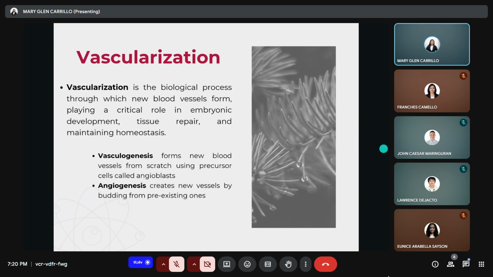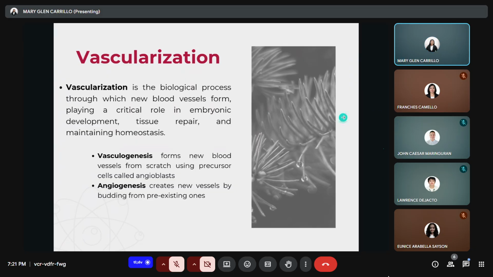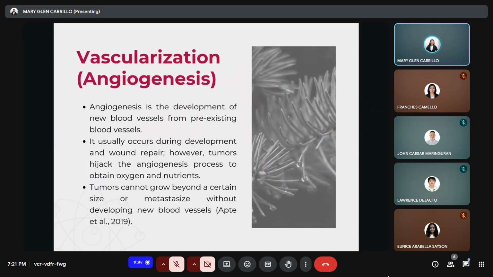There are two main ways blood vessels are formed. First is vasculogenesis. Next is angiogenesis. Vasculogenesis forms new blood vessels from scratch using precursor cells called angioblasts. And angiogenesis creates new vessels by budding from pre-existing ones. So today, we will be focusing more on angiogenesis since it's more connected to cancer. Angiogenesis, as I said earlier, is the development of new blood vessels from pre-existing vessels.